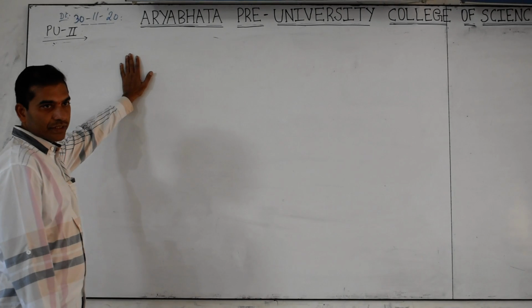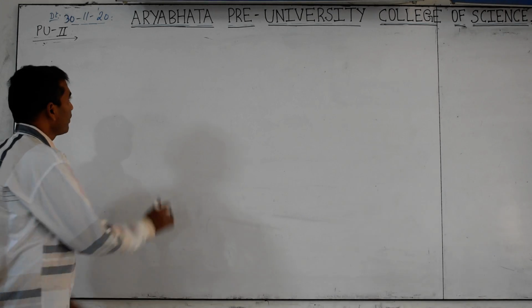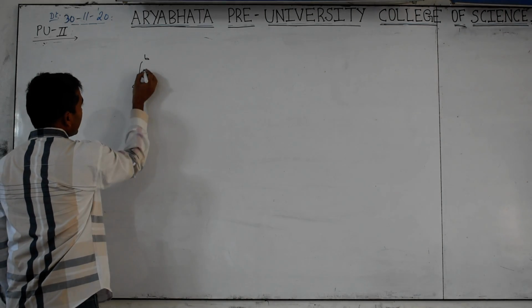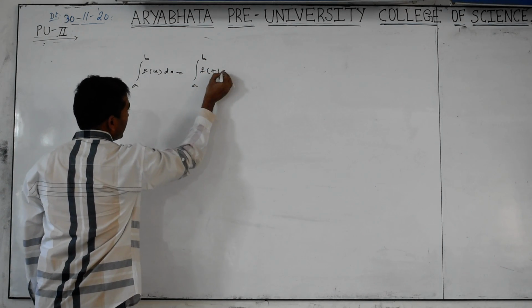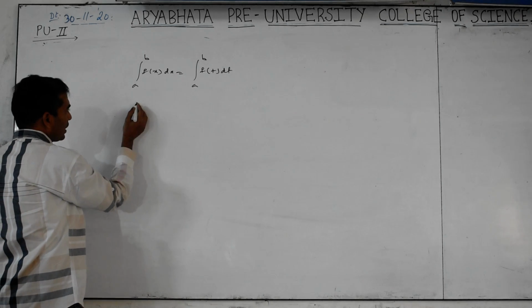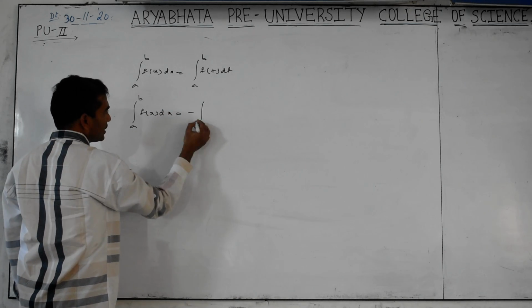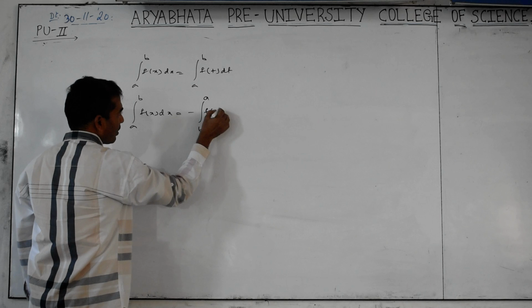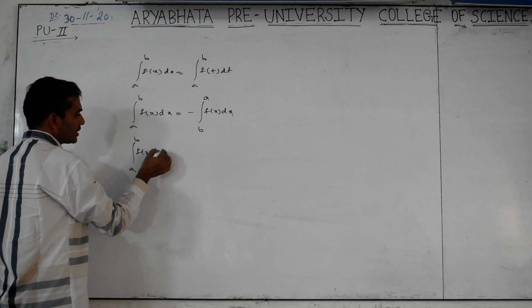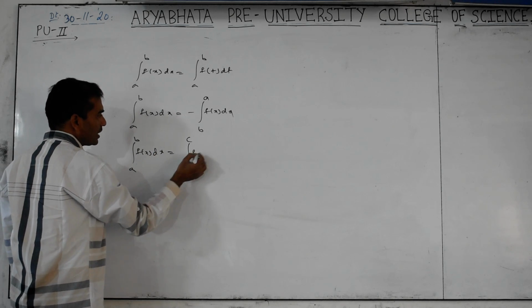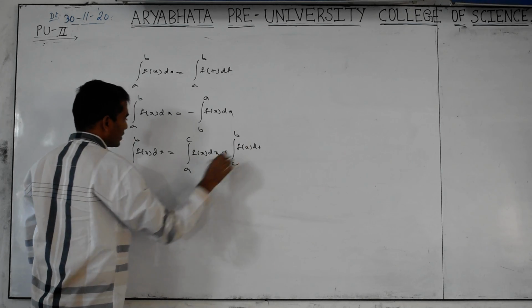We have discussed properties yesterday. The first property is integration of a to b f of x dx equal to integration of a to b f of t dt. Next property, integration of a to b f of x dx equal to minus integration of b to a f of x dx. Integration of a to b f of x dx equal to integration of a to c f of x dx plus c to b f of x dx.